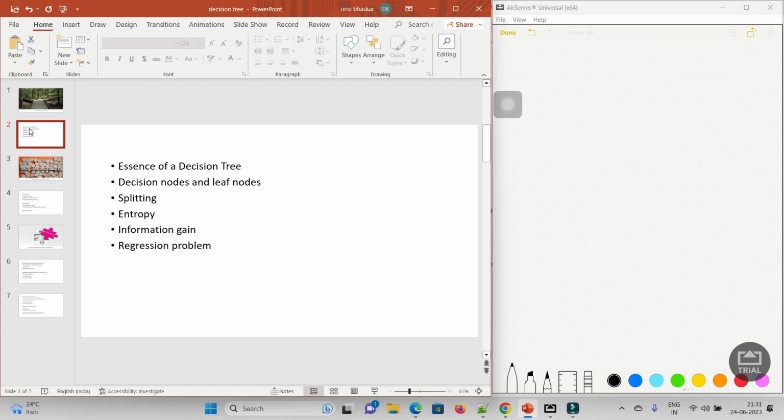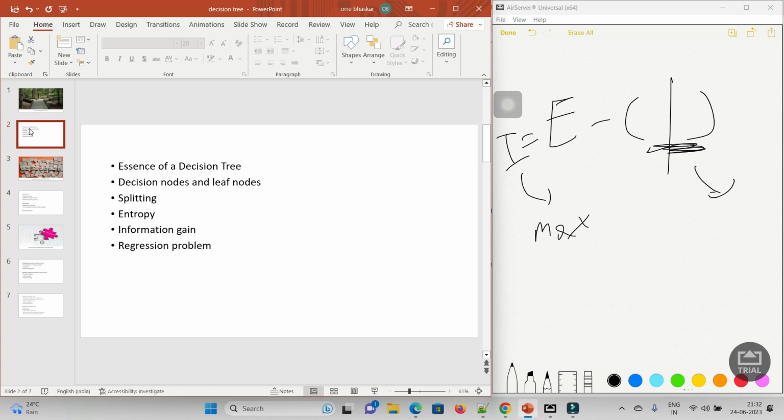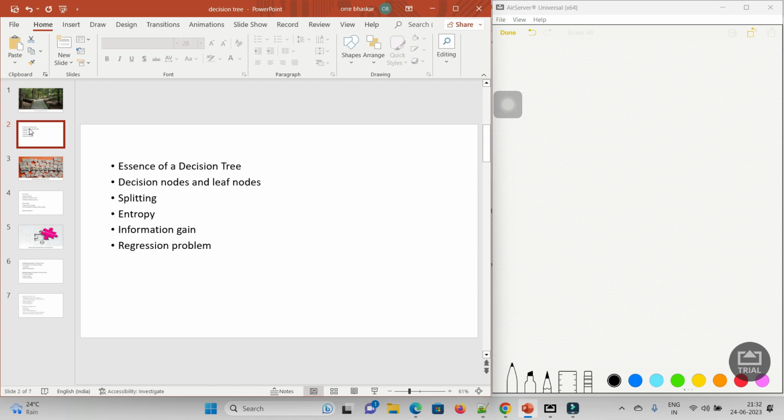Why should the entropy be minimum? Because we have seen the formula, right? Entropy minus entropy of subnodes is information gain. If information gain is max, then this should be minimum. This is our entropy of split. That's how we calculate the best split. So this process is recursive.